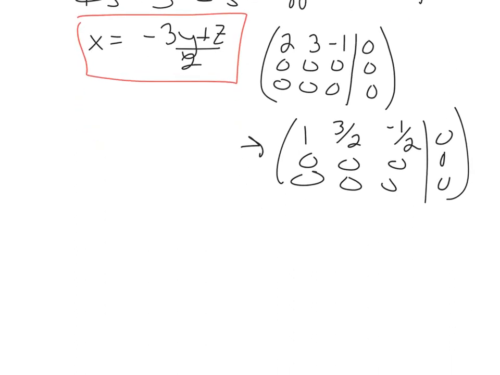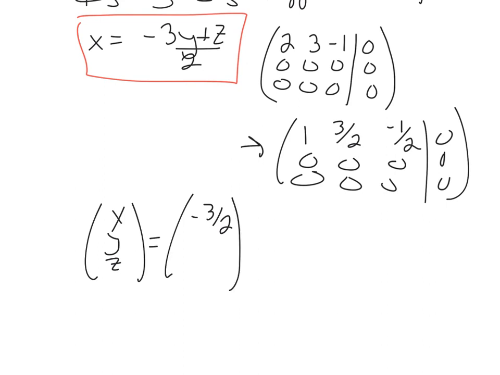So if I were to write this as x, y, z equals, well, that would be minus 3/2 of y for the x's and positive 1/2 of z for the x's. Y is one of those and none of those. Z is none of those and one of those. You've seen this sort of thing before.